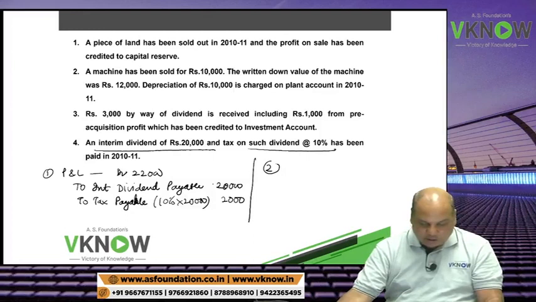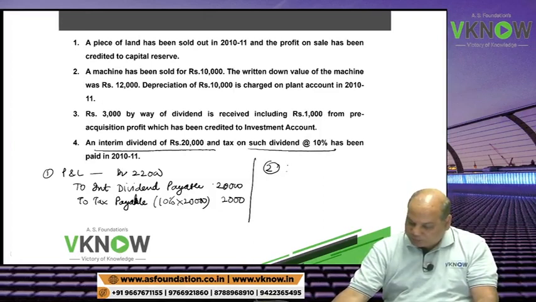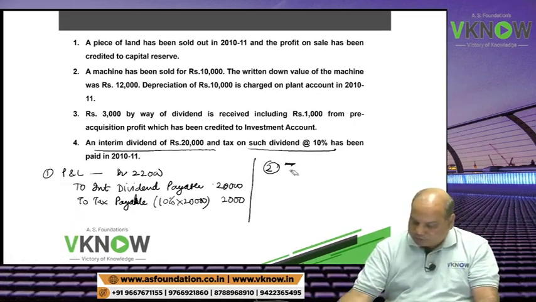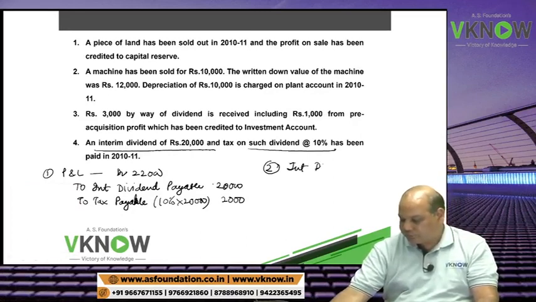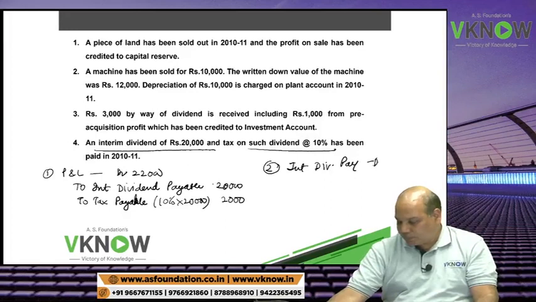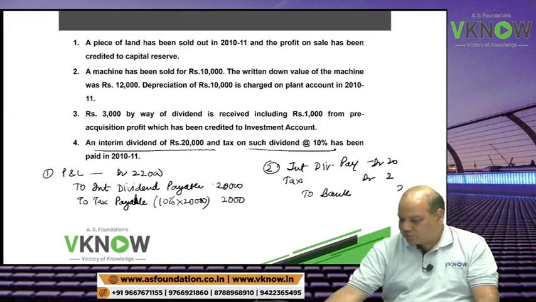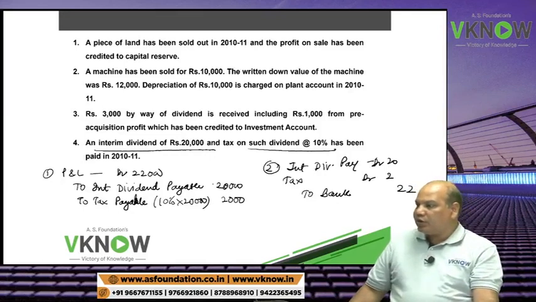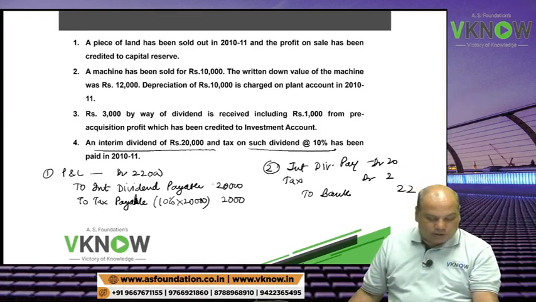And then the second entry would be, you will have to make the payment. The entry for making payment will be interim dividend payable account debit 20,000, tax payable debit 2,000, to bank 22,000. These are the entries company has already passed. You have learnt about it.